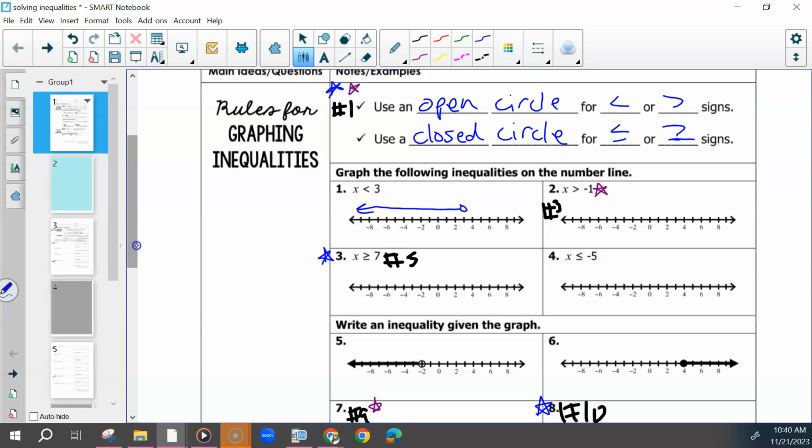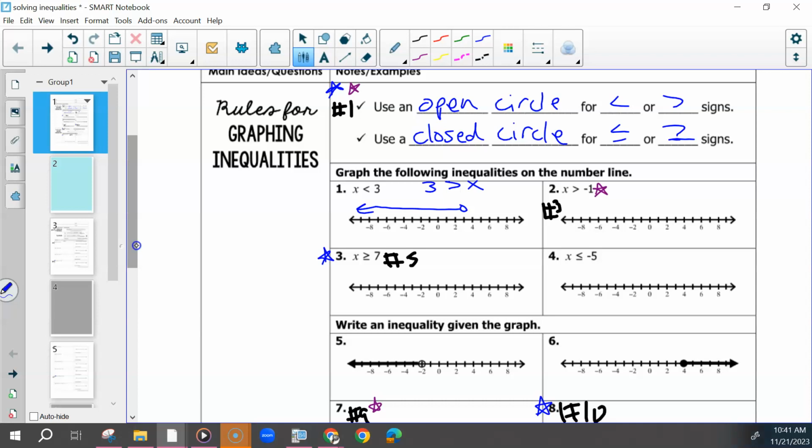Most of the time, whatever direction the symbol is facing is going to be the direction that you're graphing, but sometimes that is not the case. So if this were switched, these mean the same thing, but you have to read it backwards. 3 is greater than x is the same thing as x is less than 3. It would still go to the left.